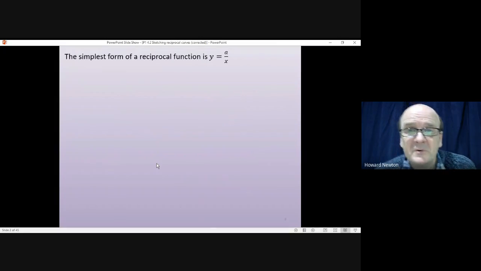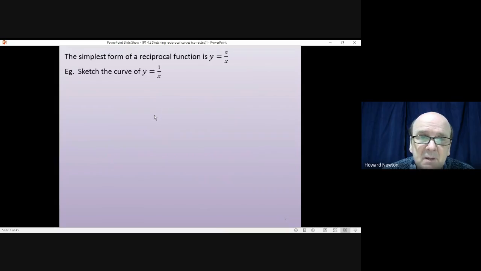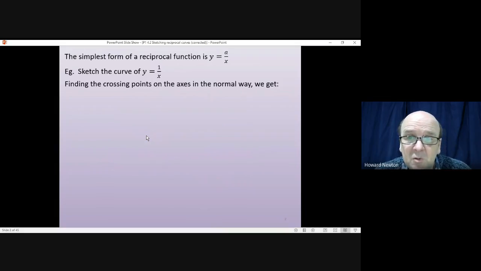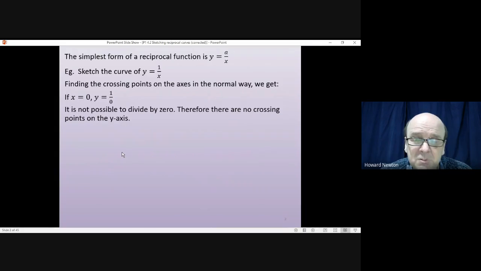Now, the simplest form of reciprocal function is something of the form y equals a over x, some number divided by x. So, for example, if you had to sketch the curve of y equals 1 over x, first of all, we'd find the crossing points on the axes in the normal way. Find the crossing points on the y-axis. We say what happens if x equals 0. And if x equals 0, y equals 1 divided by 0. Now, division by 0 is not defined. It's not possible to divide by 0. Therefore, there are no crossing points on the y-axis.